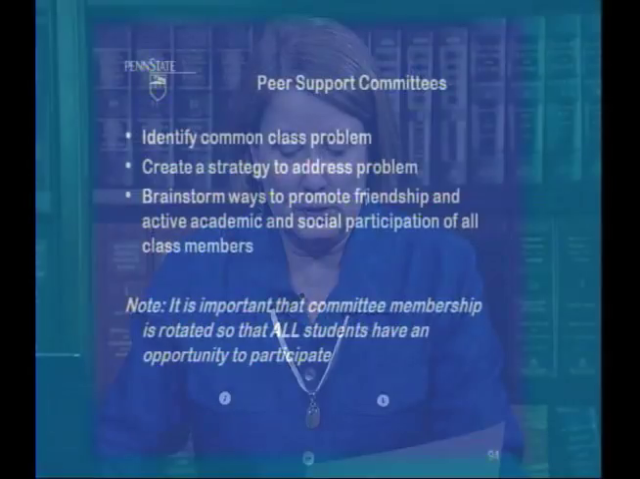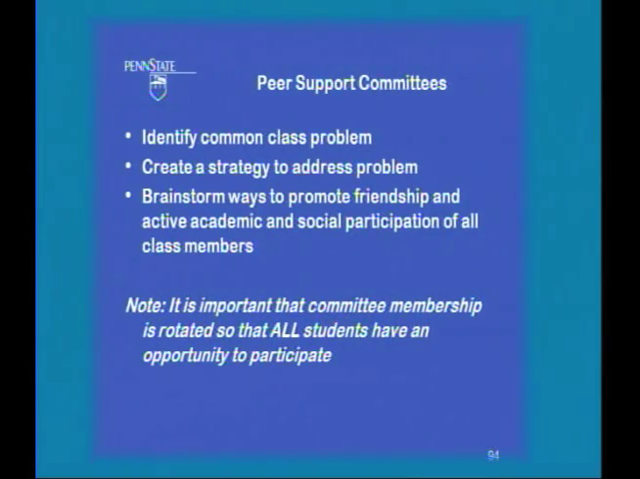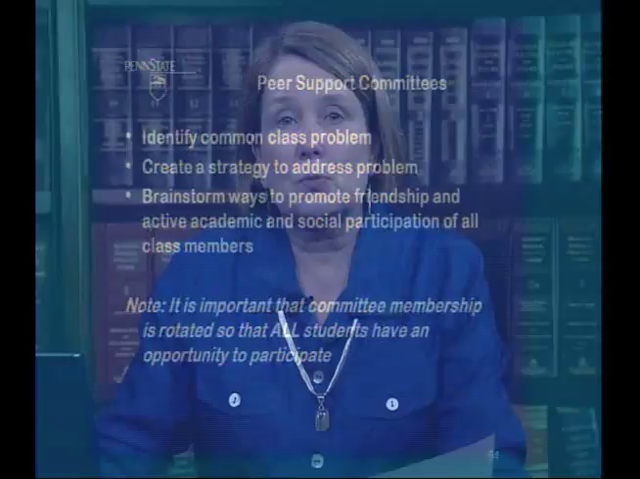Peer support communities are communities of students, a wide range of students, and let's look at the note at the bottom that it is important that the committee membership is rotated, that all students have an opportunity to participate. The committee should not be based on ability, academic ability, or social or behavioral ability. In these committees, a class problem is identified, a strategy is created to address the problem, and the committee brainstorms ways to promote friendship and active academic and social participation of all class members. Next is cooperative learning.